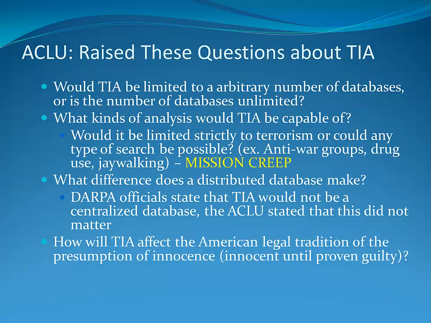The ACLU was one of the key organizations that raised these questions about the TIA, and they also raised the issue of what's called mission creep, where you start off trying to find Al-Qaeda and similar types of terrorists, and you then figure out, well, I can do this to do all kinds of other things, and I'll just do that without getting sufficient authorization from the President or Congress.